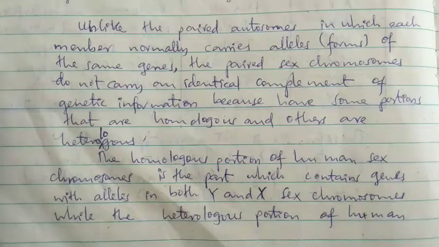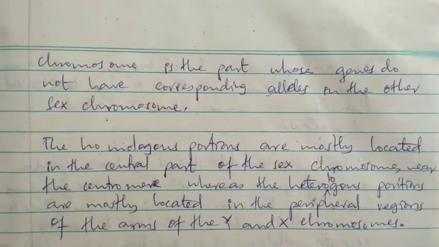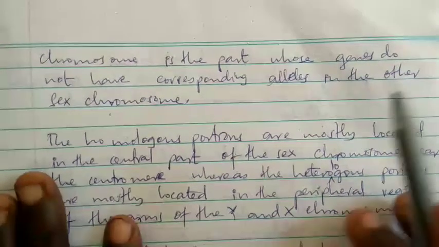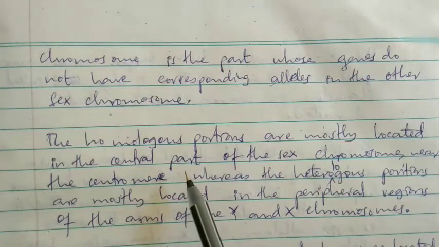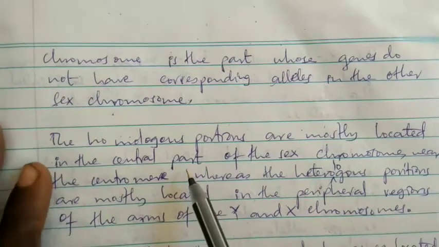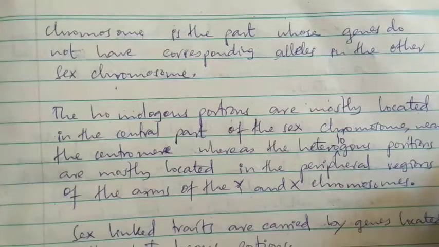while the heterologous portion of the human chromosome is the part whose genes do not have corresponding allele in the other sex chromosome. Kwa ni ile part ambayo inakuwa ina chromosome upande mmoja lakini upande mwingine hakuna chromosome.